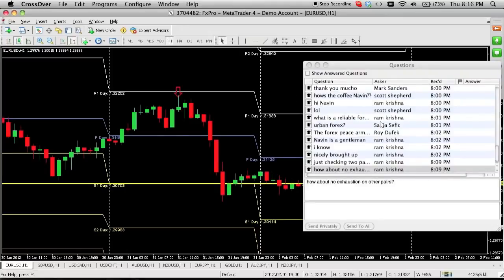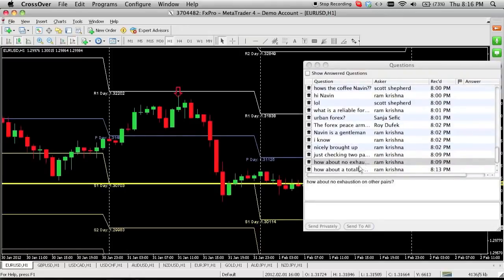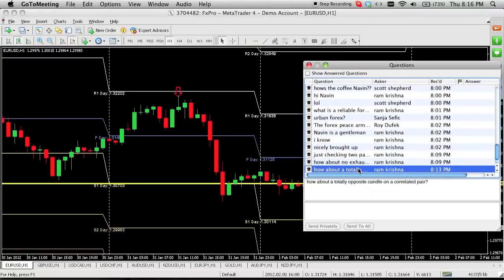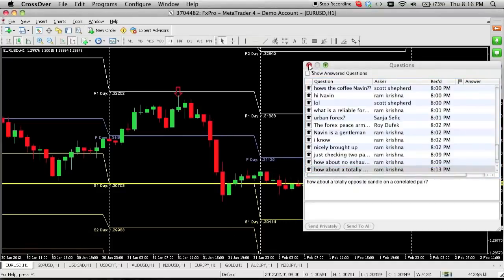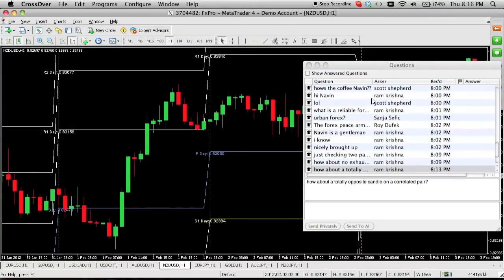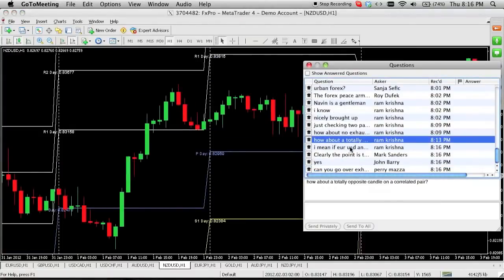Okay, does it make sense so far? Okay, how about a totally opposite candle on a correlated pair? That is actually an example from today. What if there's an opposite candle today? Let's take a look at today. But before I go into that, I'm going to make sure everybody else got this.